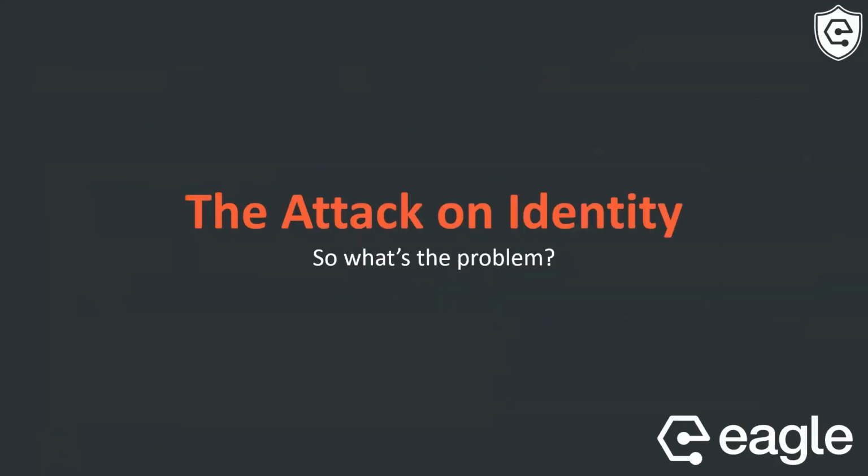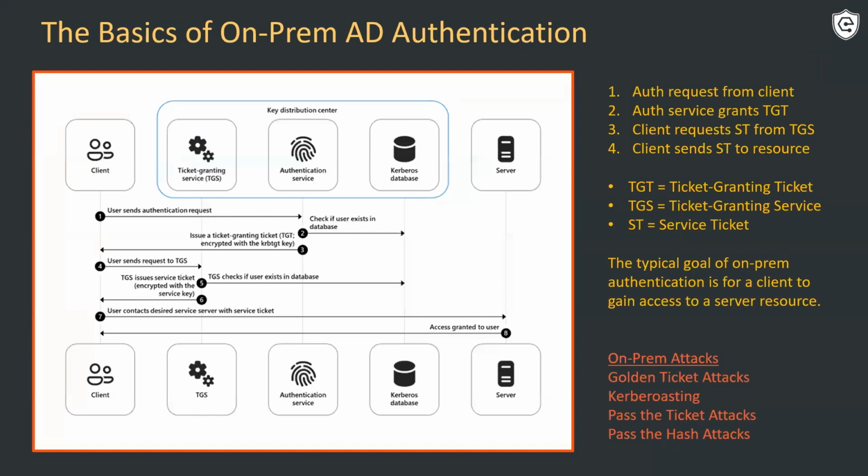So let's talk about the attack on identity. We felt like it was necessary to step back a little bit and first talk about how traditional or on-prem or Kerberos authentication works. So here's the basic workflow when you're on-prem. It starts with a client requesting access, so he sends the auth request.